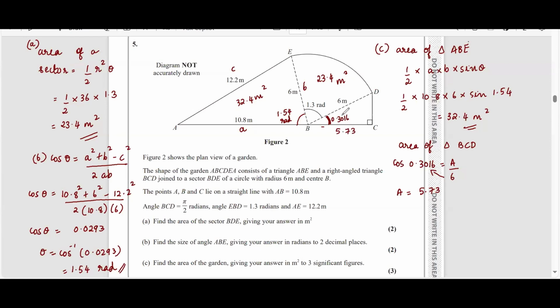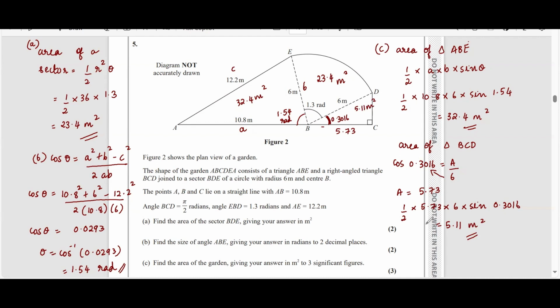Now to find the area of this triangle, I have a, b, and theta. Use the trigonometric formula: half times 5.73 times 6 times sine 0.3016. You divide that by 2 and you get approximately 5.11 meters squared.